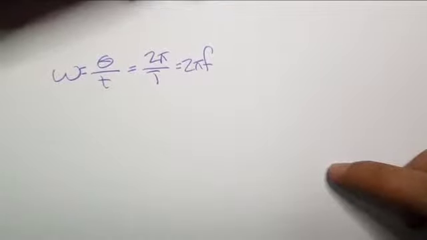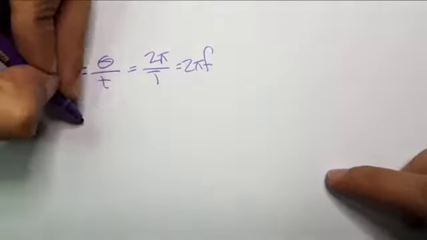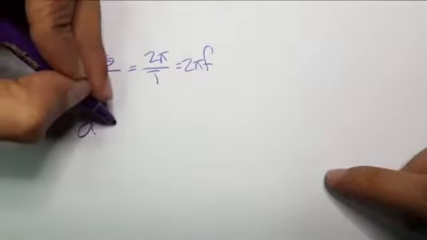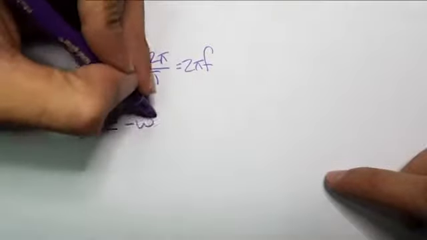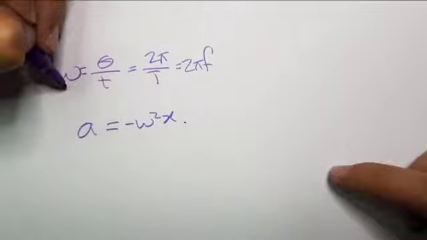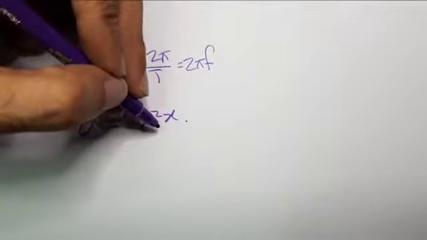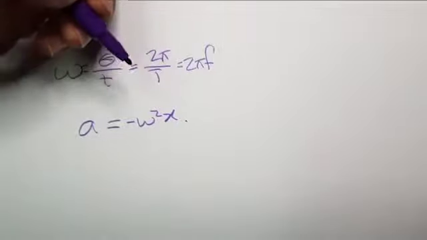Number two, after omega, we have the defining equation of simple harmonic motion. The defining equation of simple harmonic motion that we just said a few minutes ago is a is equal to minus omega square x, right? Where omega is basically the angular velocity, angular speed, and x is the displacement.